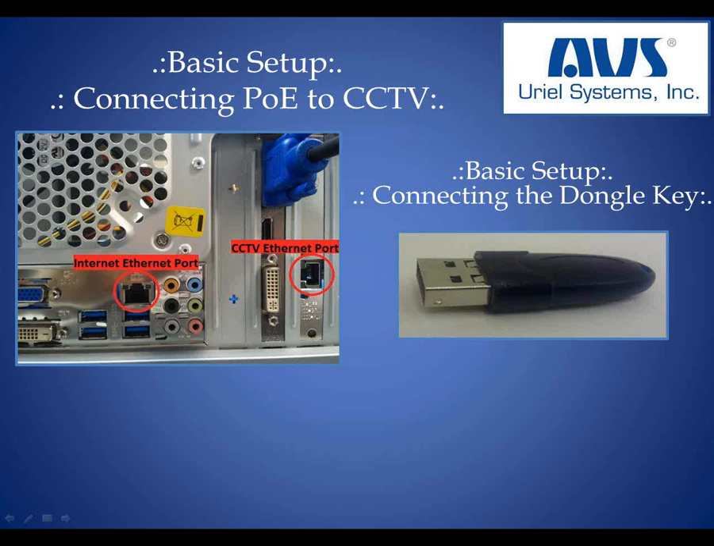And then connecting the dongle key. When you purchase an NVR PRO system, you will receive this little blue USB stick looking device. It is not a USB stick, it is a license key, or as we call it, a dongle key. All you need to do is have it connected to one of the USB ports and it'll work. It should have a blue light flashing when it's connected, which shows it is working and has been registered on the computer.